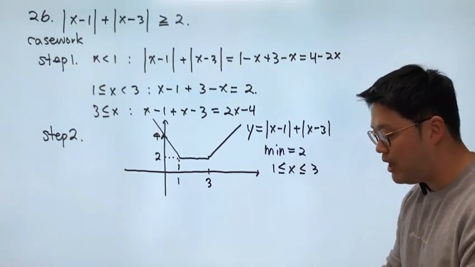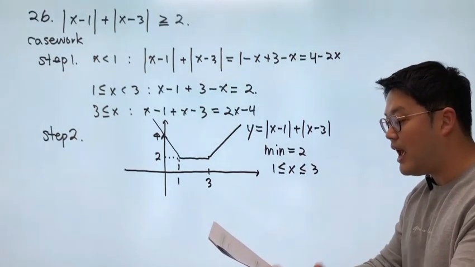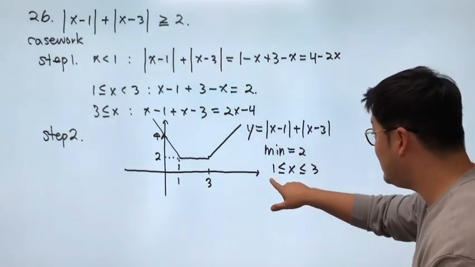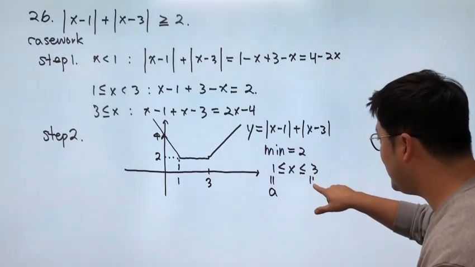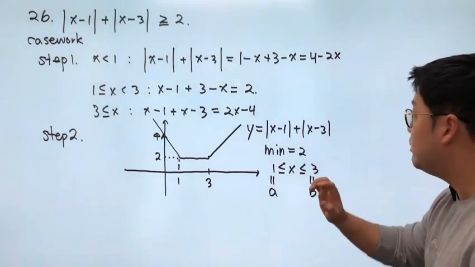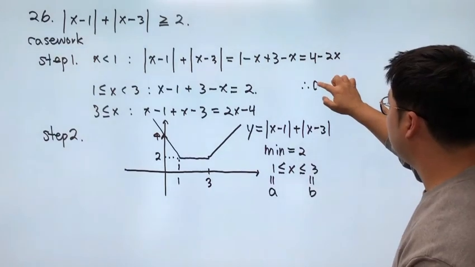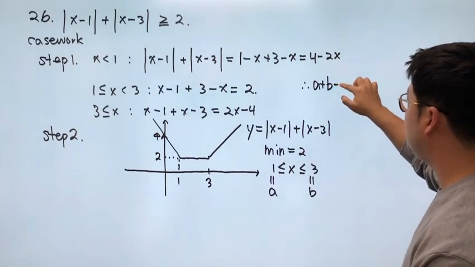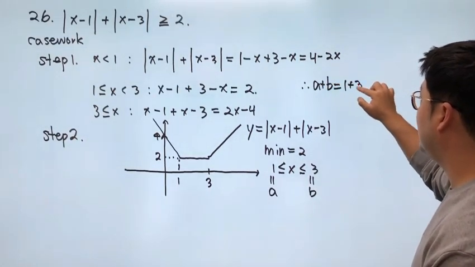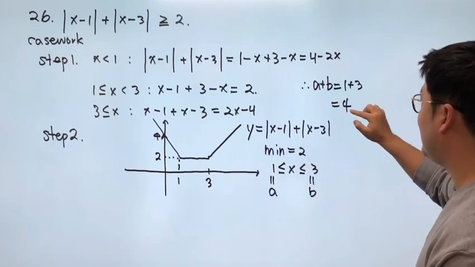So what do I need to get? I think we need to get a plus b, right? This is a, and this is b, for sure. So for our concluding statement, a plus b will be 1 plus 3, and this will be 4, and that is the answer.